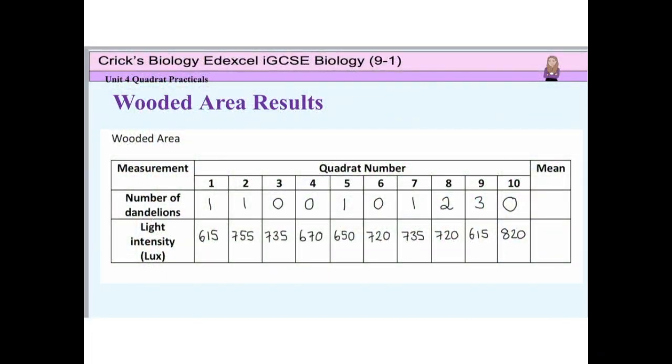Your results table for the wooded area should now look like this. Now you need to add up the total number of dandelions for all 10 quadrats and divide by 10 to get a mean. Then add up all the light intensities for all 10 quadrats and divide by 10 to get a mean. Enter them in the last column. Now you need to do the same for the open area.